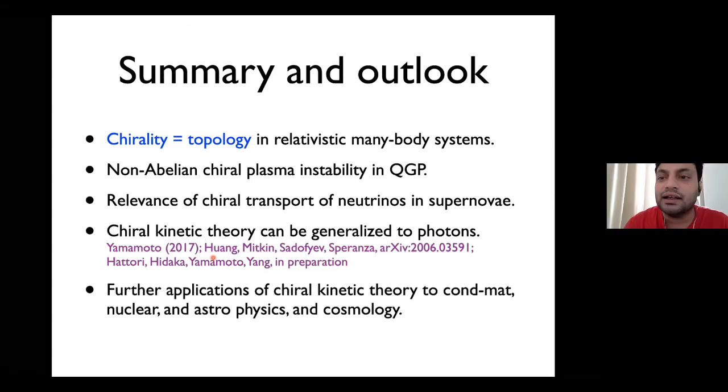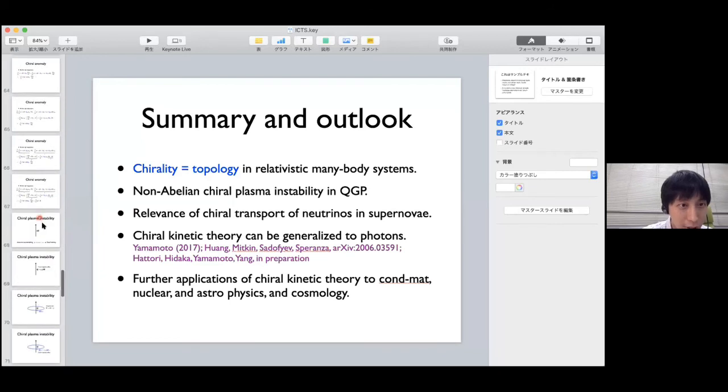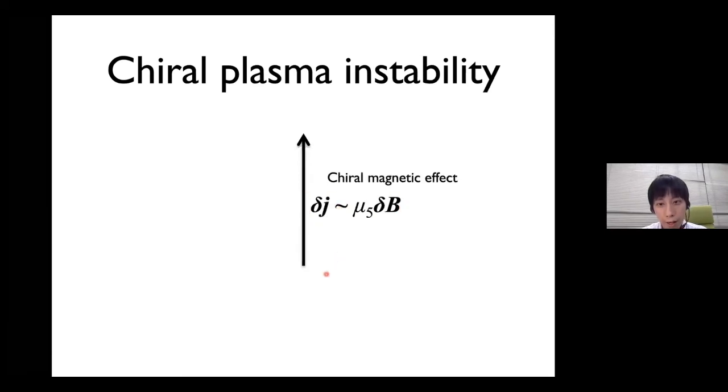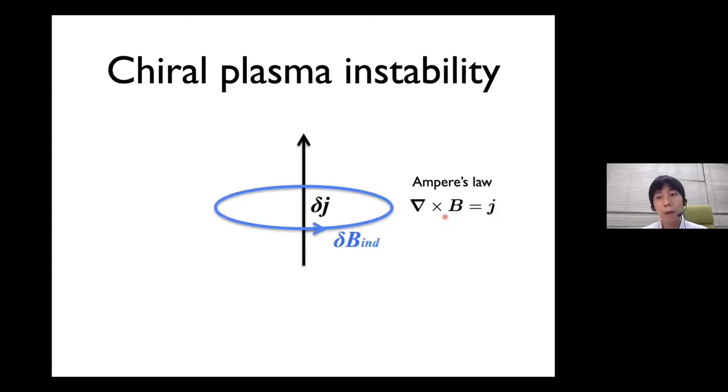His second question is if you can explain the origin of chiral instability. I think he's trying to ask for a physical picture. That is a good question. Let me give you a physical argument for how chiral plasma instability occurs. Suppose that we have a chirality imbalance characterized by this chiral chemical potential mu 5 as the initial state, and then consider the perturbation of a small magnetic field in some finite region. Then the presence of this perturbation generates the chiral magnetic current along the direction of the magnetic field. And then this current generates a magnetic field according to Ampere's law, so we have also a magnetic field along this direction.